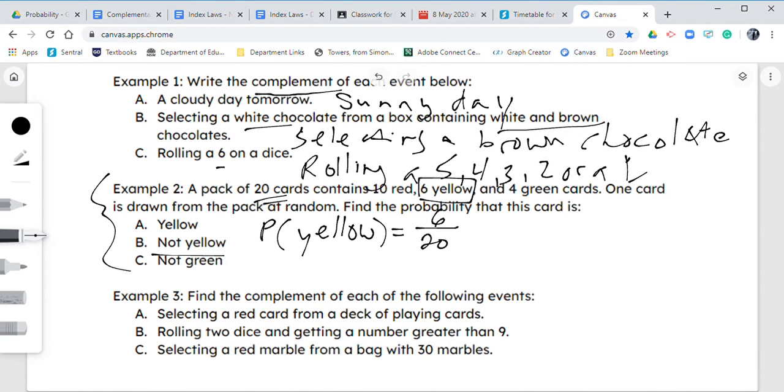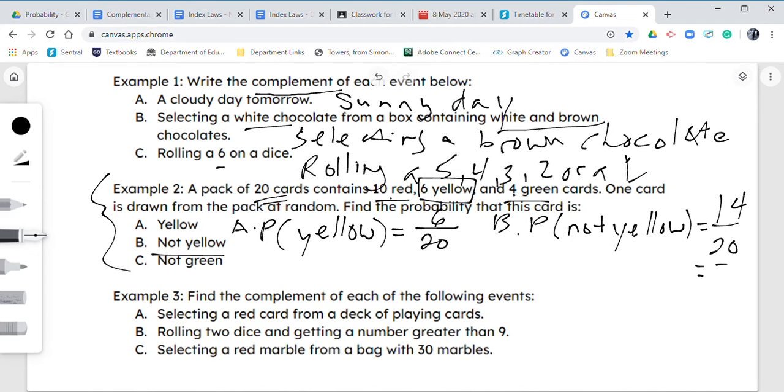The second one is not yellow, the complement of yellow. So the probability, I'm just going to do that as B right here. We want the probability of not yellow. We have 20 total cards still, and if you look, we've got green and red, they're not yellow. 10 plus 4 is 14. And similarly to what we did yesterday, I can divide those each by 2 to get 7 out of 10 to reduce that down. So that's the probability of choosing a not yellow card.